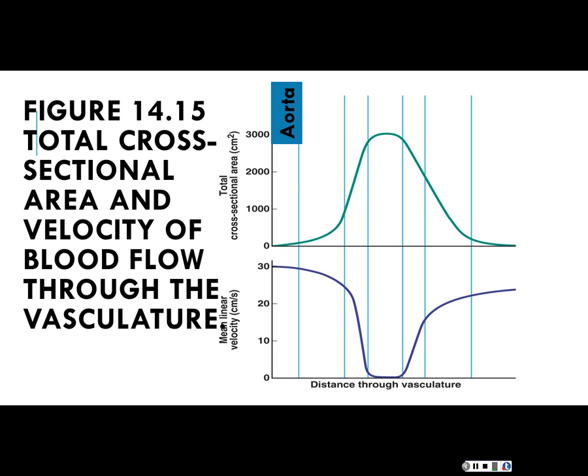Branching off of the aorta will be individual what? Arteries. Where our diameter gets smaller, but our number of vessels increases. So our cross-sectional area is beginning to rise a little bit, and the velocity would begin to decrease a little bit.